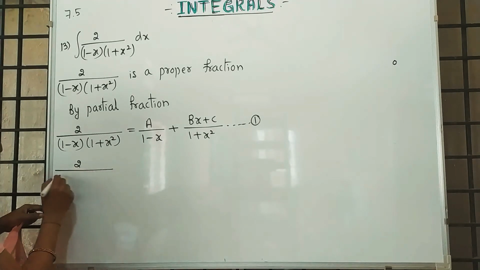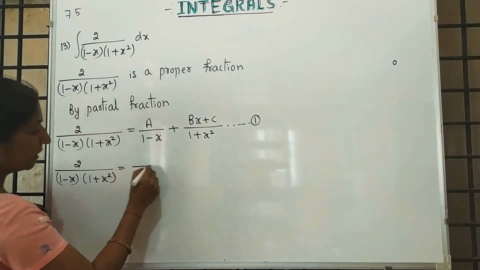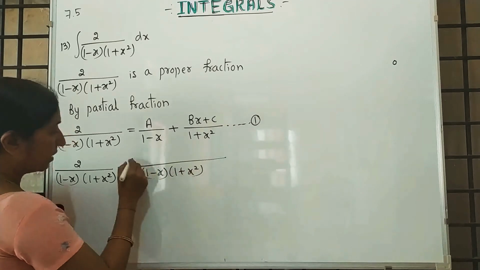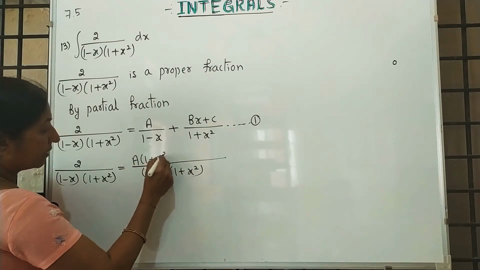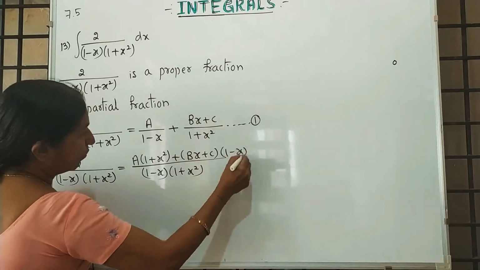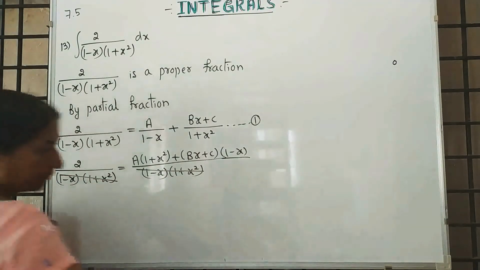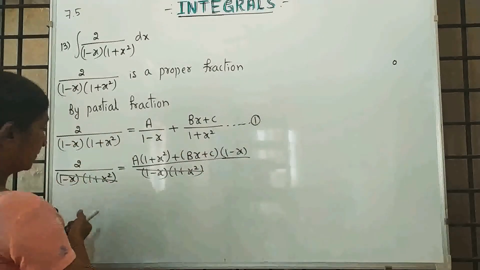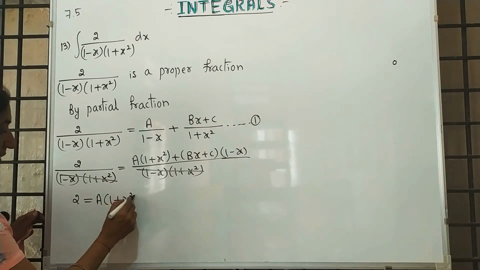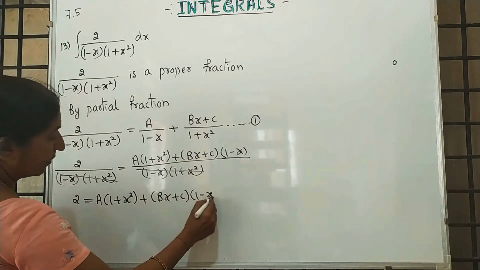Keep the left side as it is. Take the LCM on the right side. It is (1 minus x) into (1 plus x square). A is multiplied with (1 plus x square). (Bx plus c) is multiplied with (1 minus x). On both sides the denominator gets cancelled. Write down the remaining terms. 2 is equal to A into (1 plus x square) plus (bx plus c) into (1 minus x).